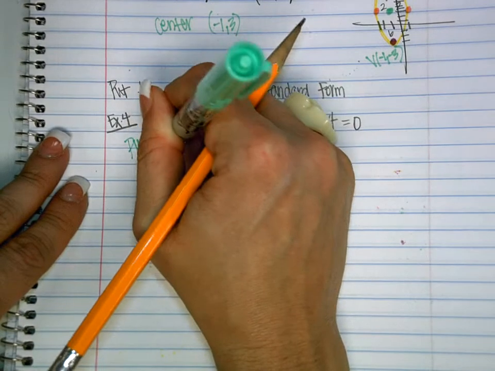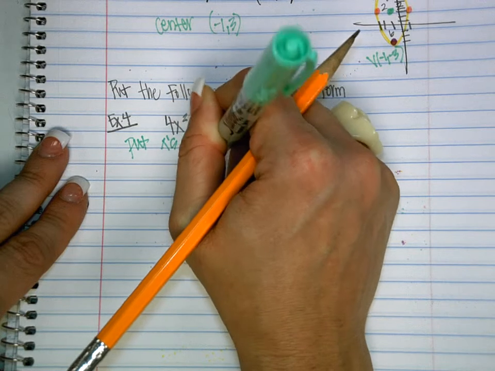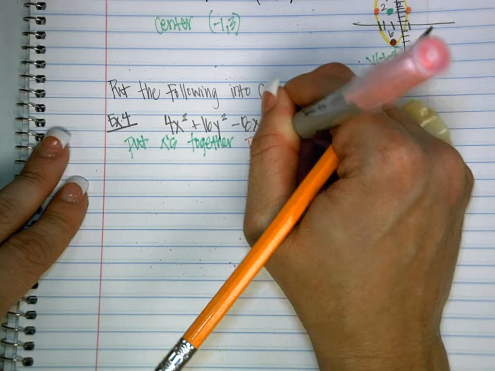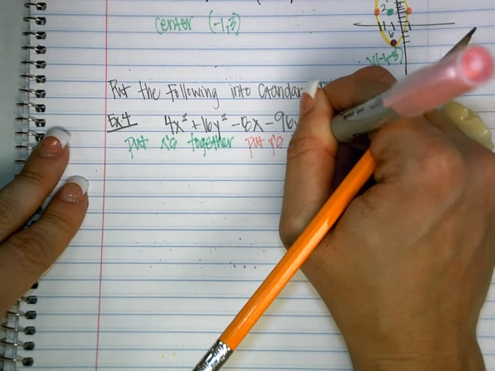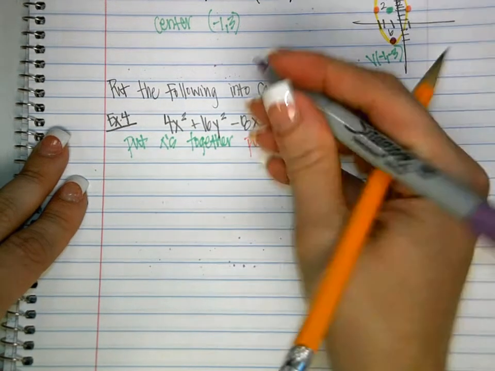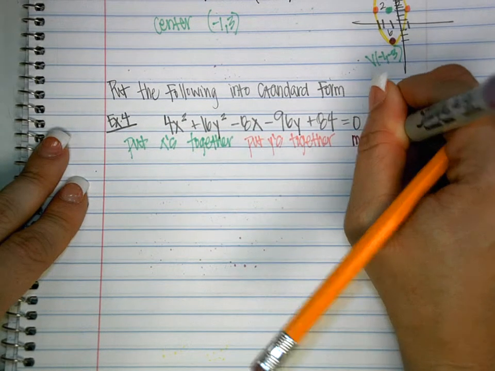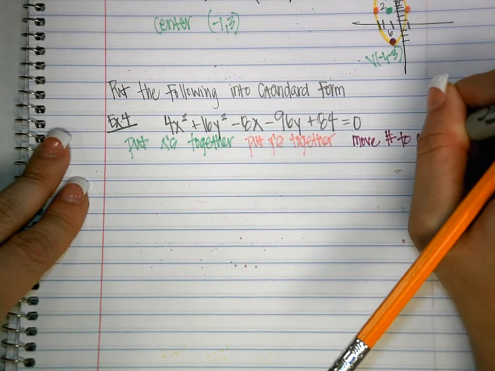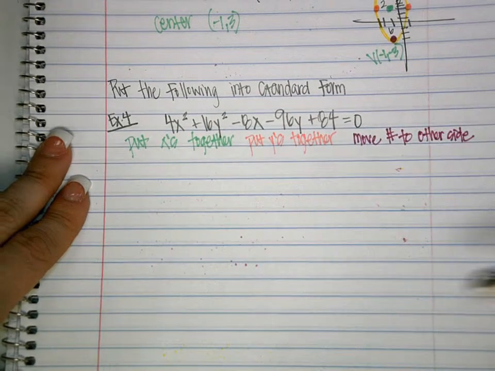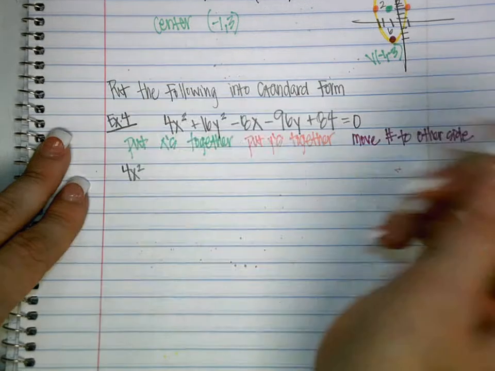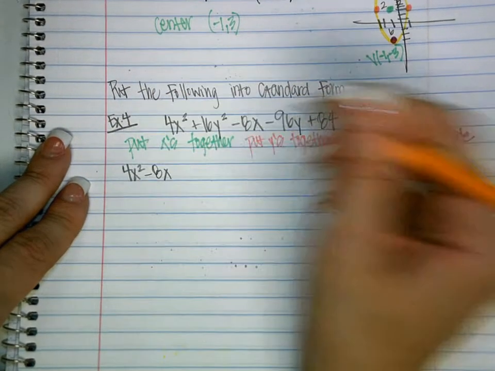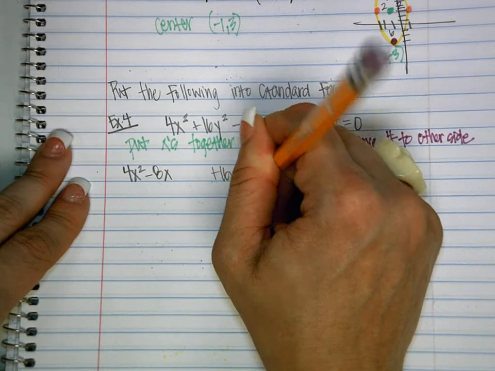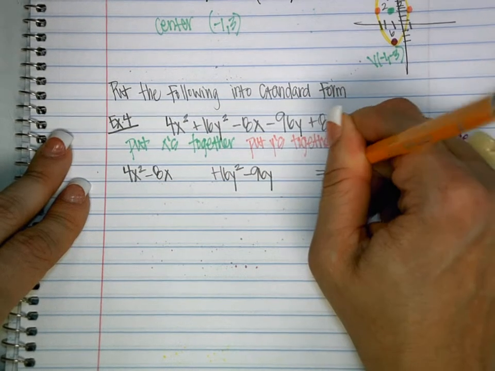Put the x's together and put the y's together, and also move the number to the other side. Yes, you will want to leave a space because we are going to complete the square. So if we rearrange, we're going to get 4x squared minus 8x, leave your space, plus 16y squared minus 96y equals negative 84.